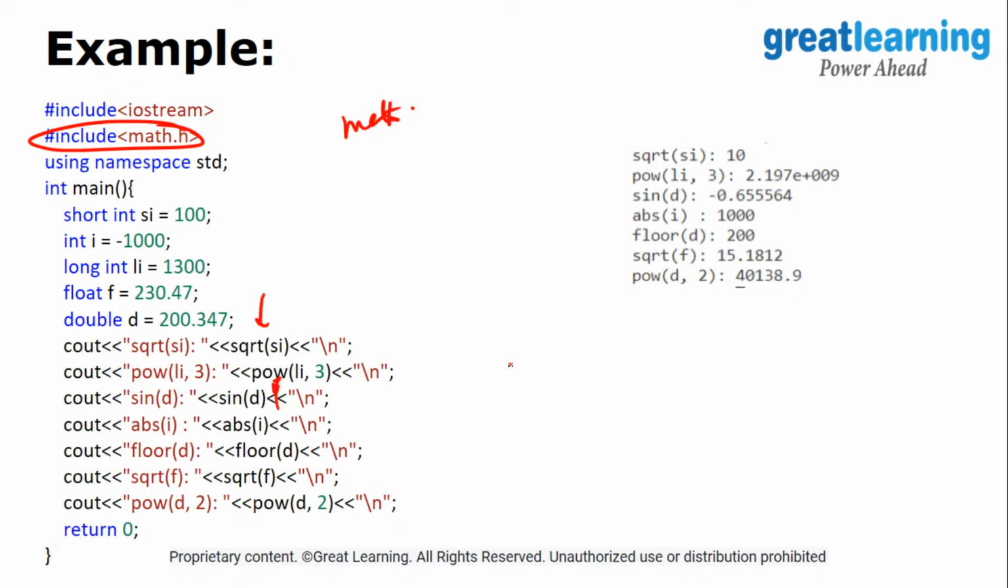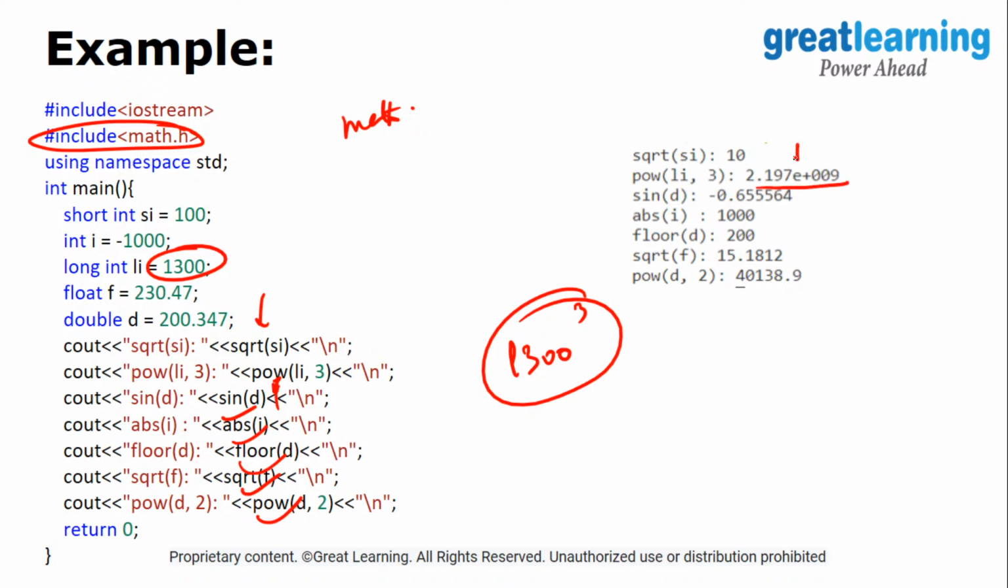So now you will have something li. Li is nothing but this number, 1300, and what you're doing is li, that is your 1300, raised to power 3. So you will get that output. Similarly, sine, absolute value, floor, square root, power, all these things are available. You will get your output in the form of 10 raised to power something.